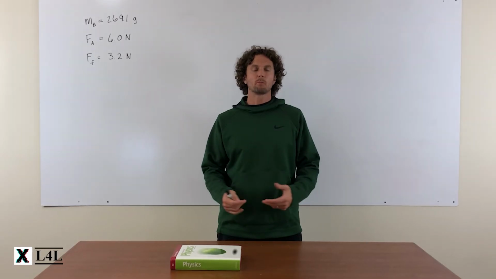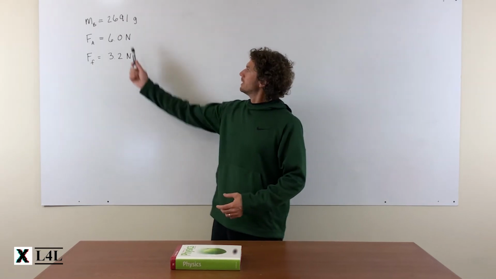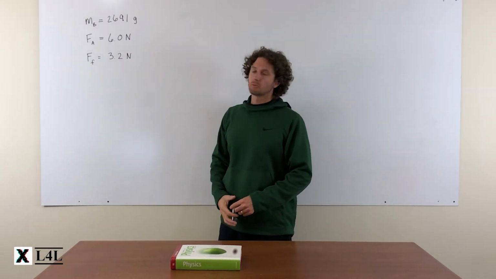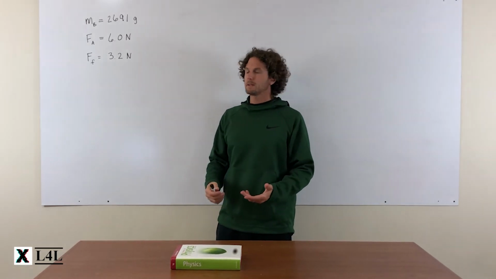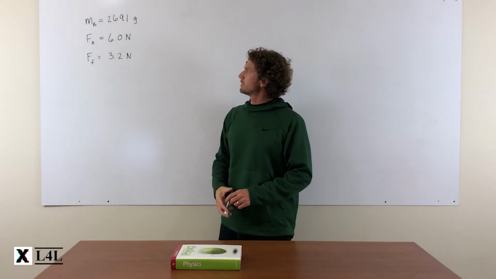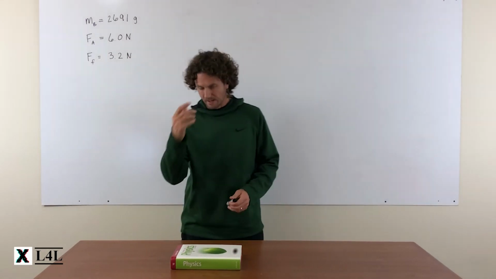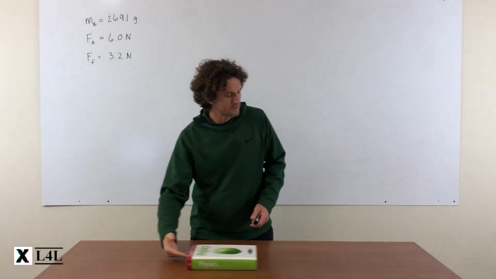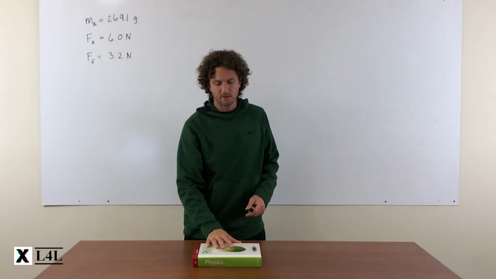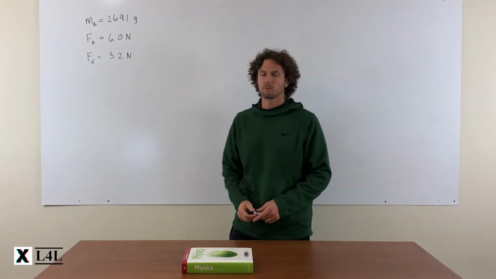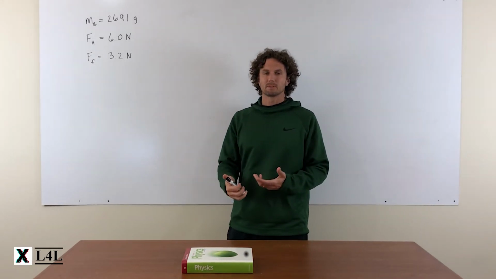After reading the problem through, I've identified the givens that were stated in the problem. We know that the mass of the book is 2,691 grams, the force applied to the book is 6.0 newtons, and the force of friction is 3.2 newtons. Again, for a visual demonstration, we have a 6 Newton force applied in your positive x direction, causing this book to accelerate, with a force of friction, 3.2 newtons, acting in the opposite direction.